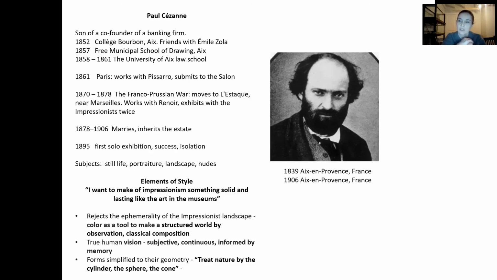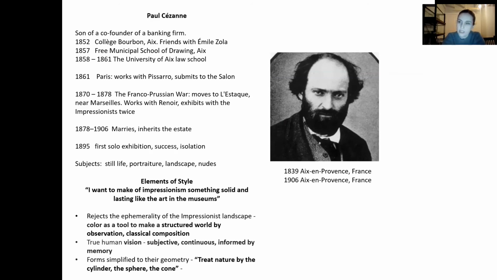He comes to Paris. He works with Camille Pissarro. He submits to the Salon, the official establishment exhibitionary space. During the Franco-Prussian War, he moves away from Paris to L'Estaque near Marseille, and he paints together with Renoir, and he exhibits with the Impressionists. So he doesn't really consider himself a revolutionary in any way.